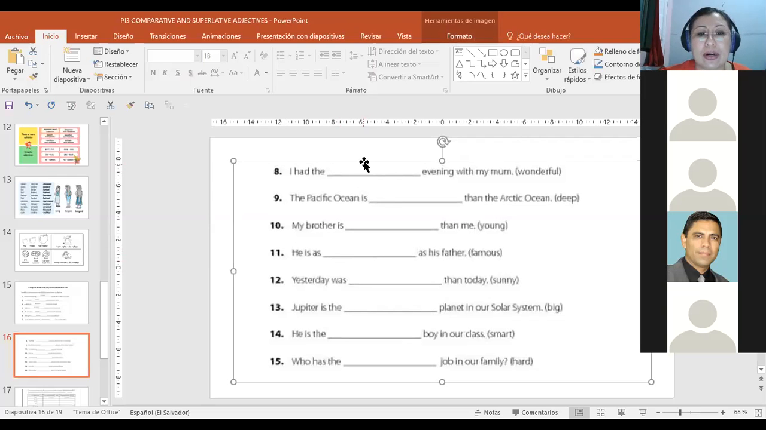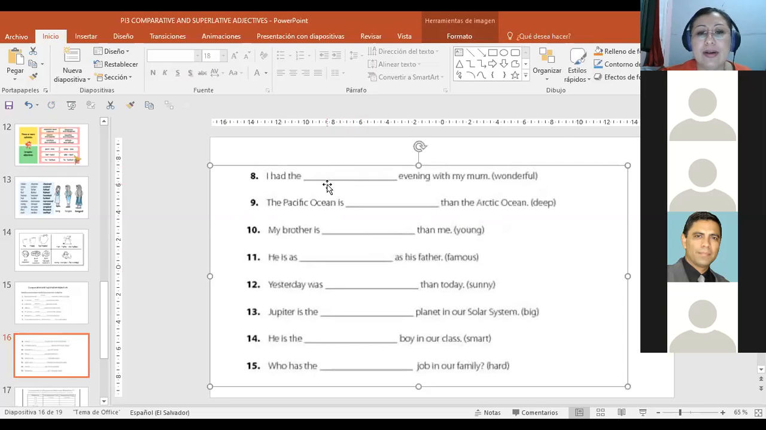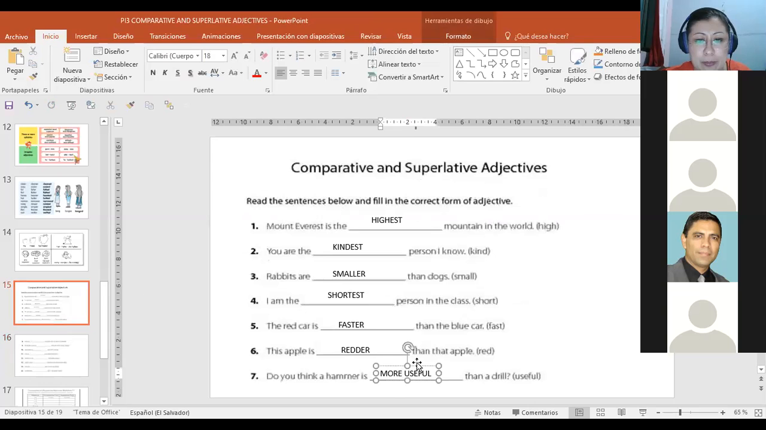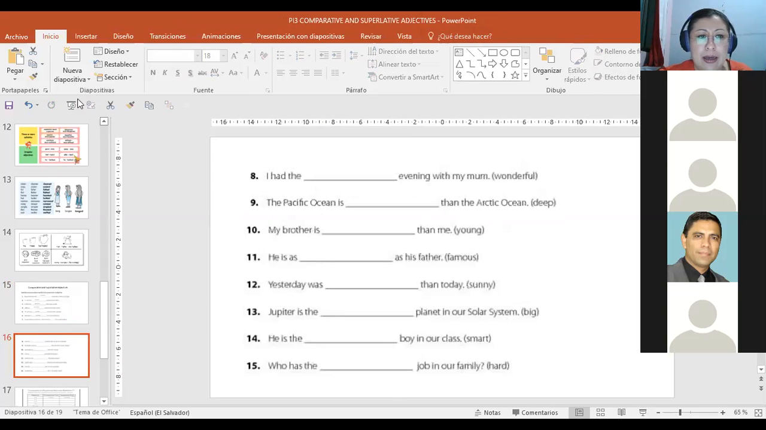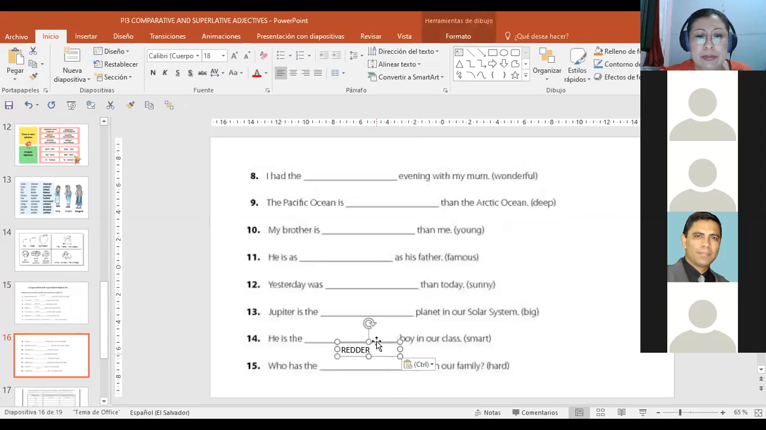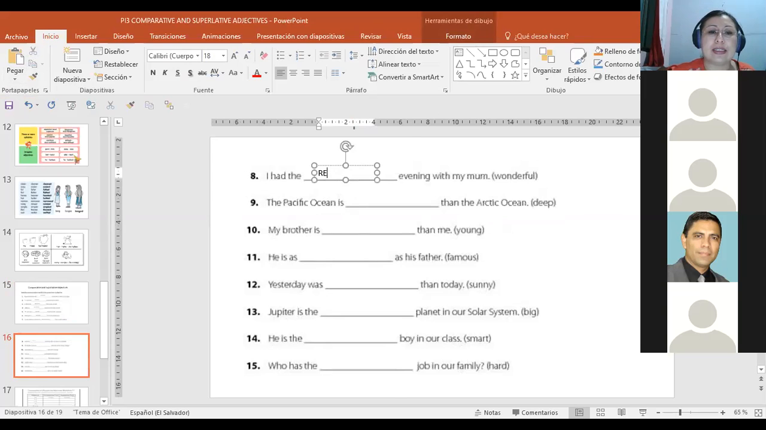Okay, let's see. I have more. Tengo más. I have 15. So I need more volunteers again para que terminemos el ejercicio. I'll give you one minute to think and choose your sentences. Since you are four, we have 1, 2, 3, 4, 5, 6, 7, 8. Tengo dos para cada una. Okay, Elizabeth? I had the most wonderful evening with my mom. Okay, the most wonderful. Yes.